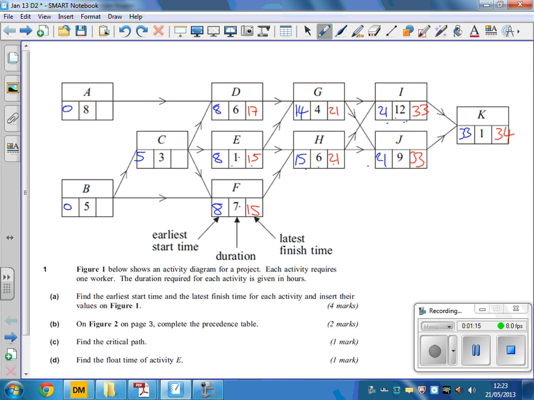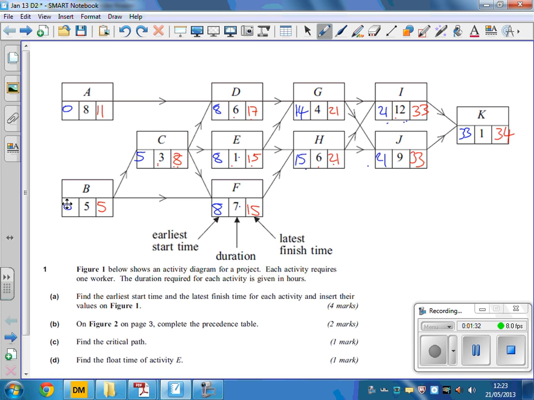15 take away 7 is 8. So this one here is 8. 8 take away 3 makes 5. Back to the beginning that way. 17 take away 6 is 11. And there we are. There is our table.